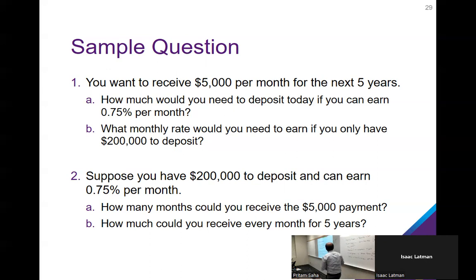Now, problem 2A and B. Here, suppose we have 200,000. 20,000, 1.75. How much could you receive? 5,000, right? For 2A, this should be the input. How much did you get for N, the months?